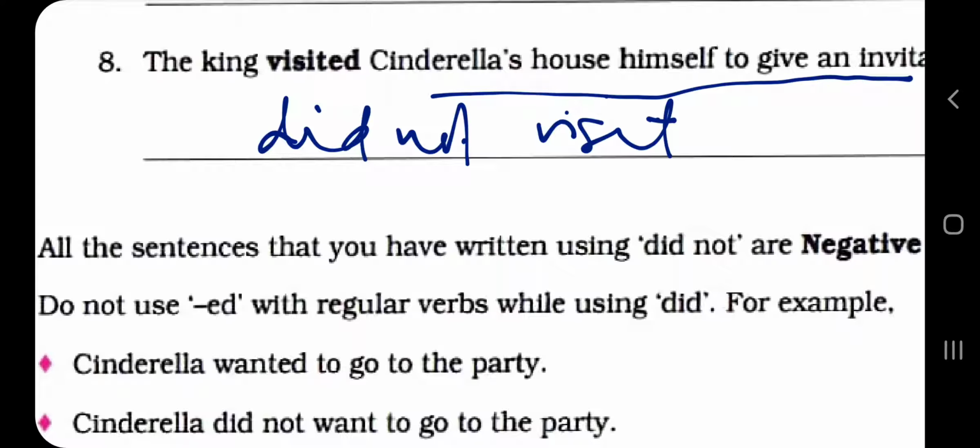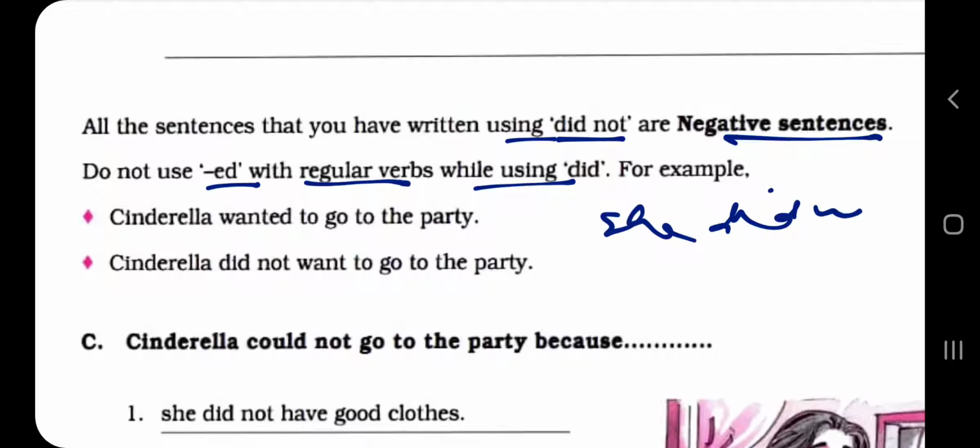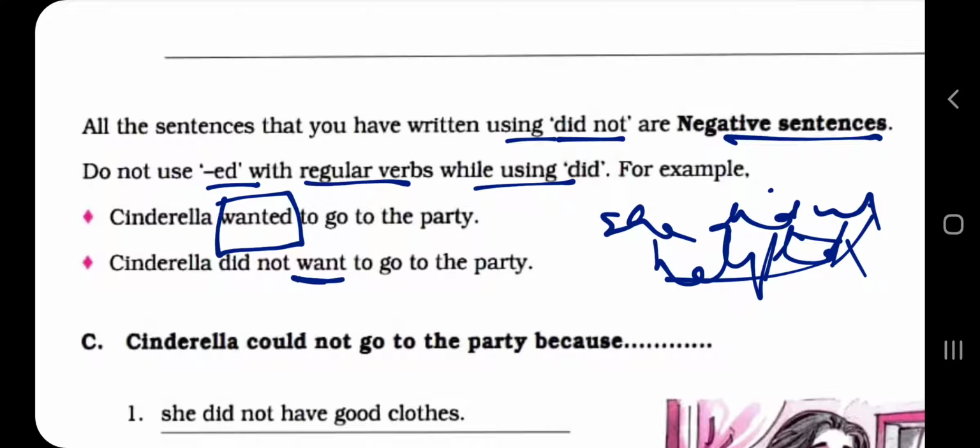So it is well clear that whatever sentences you have written using did not are negative sentences. In a negative sentence, we do not use ed with a regular verb while using did. Like, "she did not helped" will be a wrong sentence. It has to be "she did not help." Cinderella wanted to go to the party. Cinderella did not want. This wanted has changed to want.